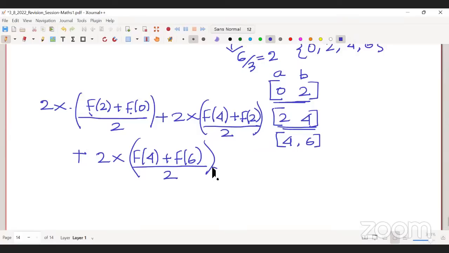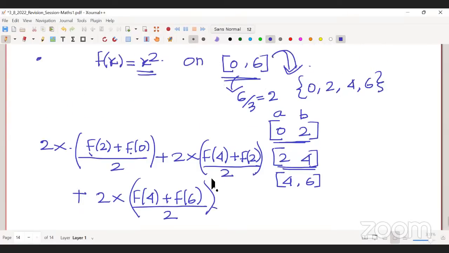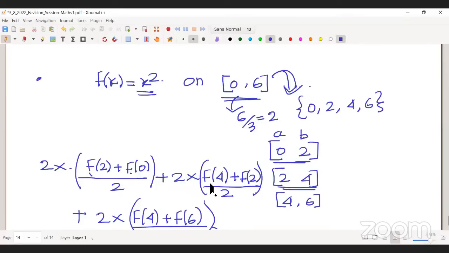Yes, sir. Into that, 2 into a minus b can be 3 also, 4 also, based on the interval difference. No, can you repeat? Sorry.